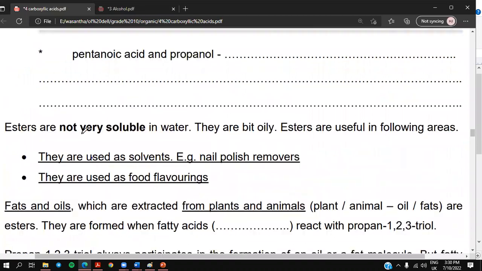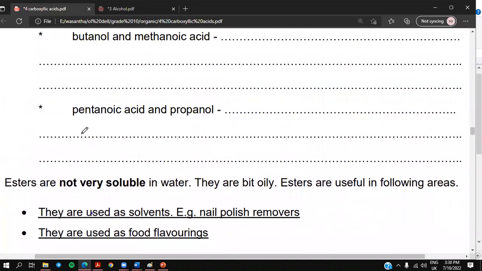So please go through this lesson very well. The lesson is not very difficult. You have to do the homework today itself. Do the practice today itself. You will find this carboxylic acid lesson is very, very easy.